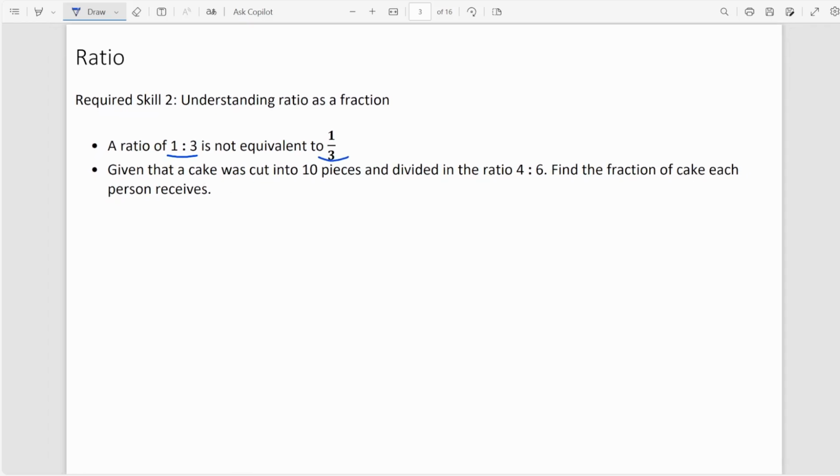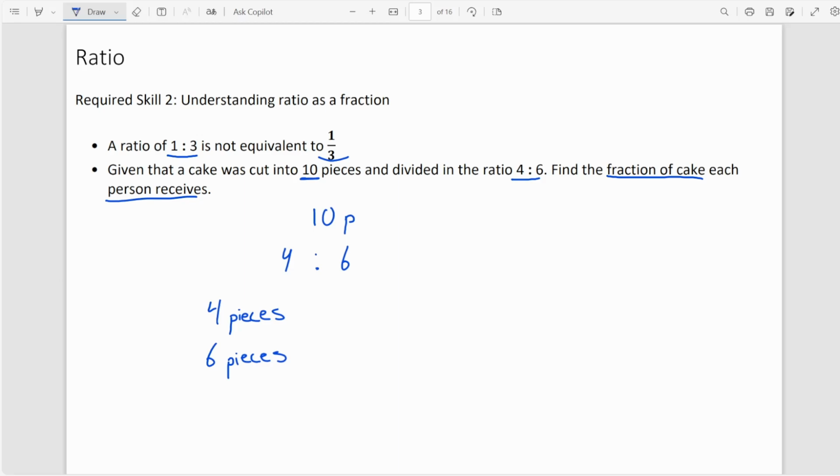Now let's understand how does a ratio really get represented as a fraction, okay? So given that a cake was cut into 10 pieces and divided in the ratio 4 to 6, find the fraction of cake each person receives, okay? Now here's the thing. You have 10 pieces that are supposed to be divided in this ratio right here, okay? So the first person will receive 4 pieces. And the second will receive 6 pieces.